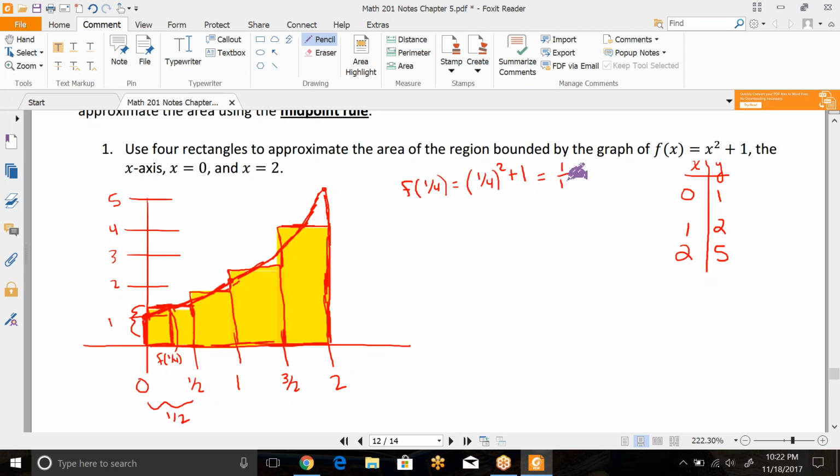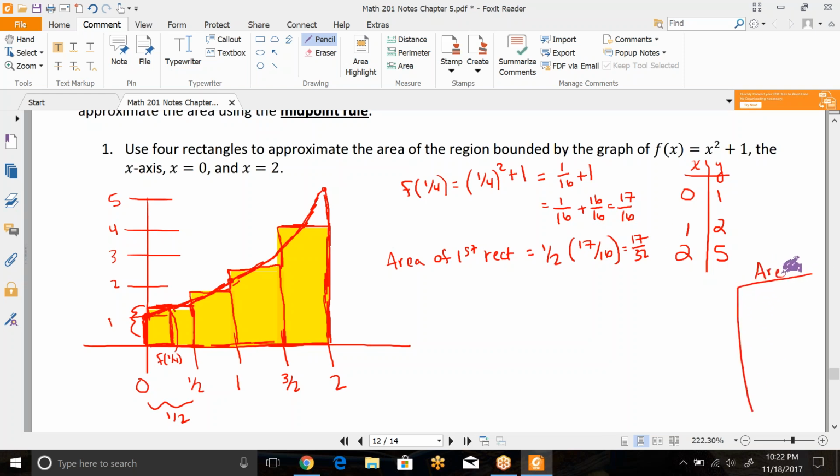That's going to be 1/16 plus 1. Think of that being 16 over 16. So this is 17 over 16. So the area of my first rectangle is 1/2 for the length and 17 over 16 for the width. So that is 17 over 32. So there's my first one. So I'm going to make me a little list of all my areas.